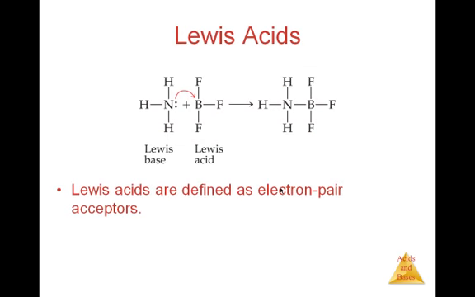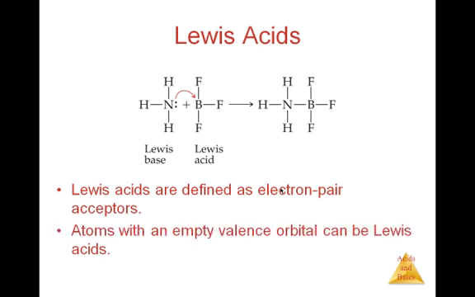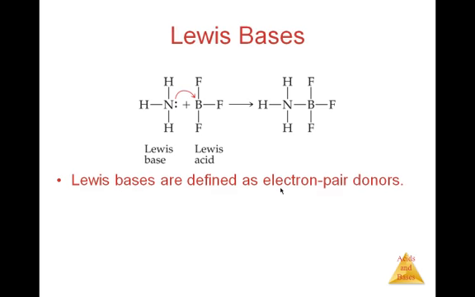And Lewis acids are defined as electron pair acceptors, which is pretty darn close to the definition that we had for bases with the Bronsted-Lowry definition. But what they do is they essentially accept those pairs, and this is organic chemistry. You're not going to see this too much on your AP test. Don't forget, atoms with empty valence orbitals can be Lewis acids. Lewis bases are defined as electron pair donors. So there's your definition of an acid and base.